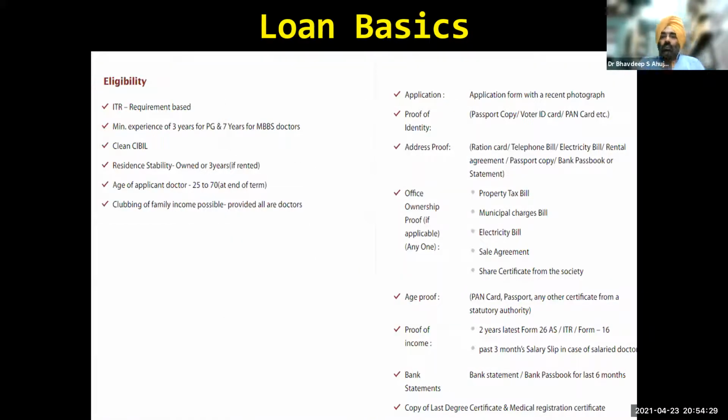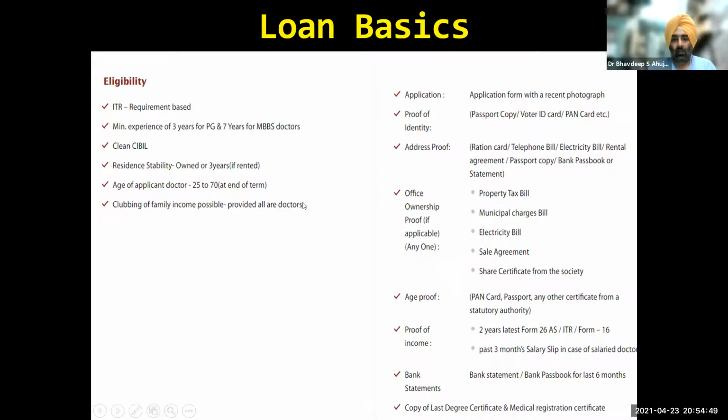The eligibility factors, again, are ITR based. Minimum experience 3 years for PG and 7 years for MBBS. Clean CIBIL, that is the primary requirement in any unsecured loan. Then residence owned, or 3 years if rented. Age of doctor 25 to 70.